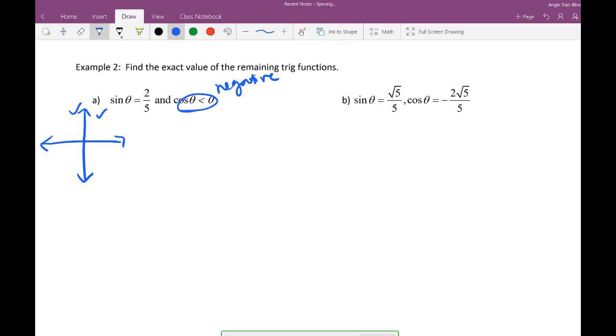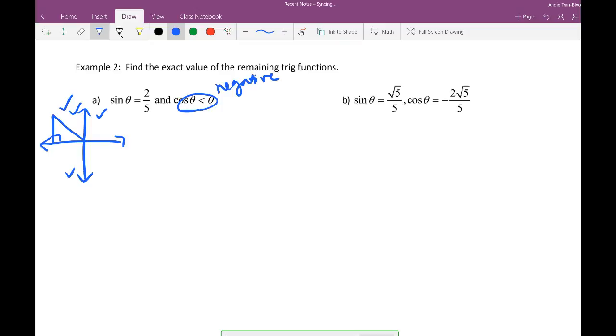Then we're moving on to cosine. That has to be negative. What two quads should we check that off in? 2 and 3. Okay? Yes or no? Where do they both meet up or overlap? Yeah, it has to be in quadrant number 2. There you go. All right, now that we have it in quad 2, can we fill out this triangle?